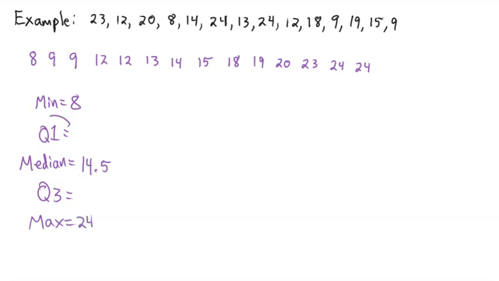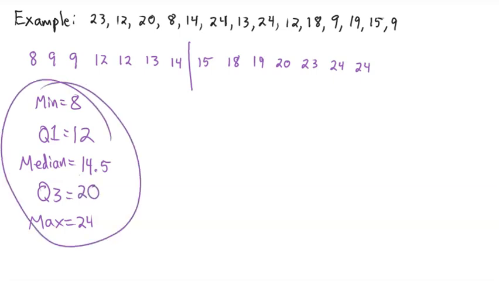And now we just need to identify quartile 1. So we're going to go halfway, which is right here. Here's the bottom half right here. We want the median of the bottom half. And we have 7 numbers here, 1, 2, 3, 4, 5, 6, 7 numbers. So the middle number is right here, 12. So the median of the lower half is 12. And therefore, quartile 1 is 12. And then here's the upper half, and the middle number is 20. And so the third quartile is 20. Here is our 5-number summary.